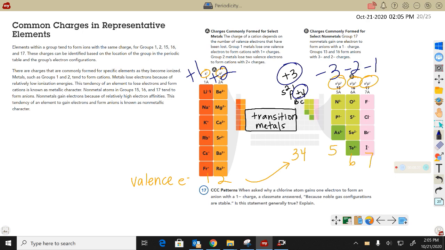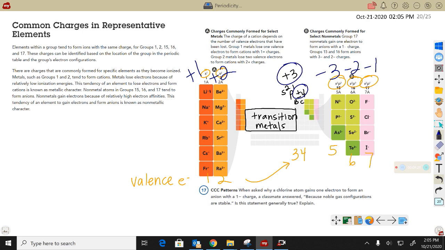Fantastic. So now you'll always remember the trend in charge. Now obviously we might be asked to explain why fluorine has a charge of -1. Then we'll talk about its electron structure. Oh, because we've got 7 valence electrons. Fluorine is 2s2, 2p5. And a stable configuration is when we have full outer orbitals, a full outer energy level.